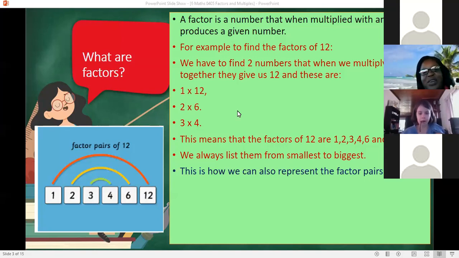So that you don't get it wrong. When we write the factors, we'll write 1, and then at the end, we write 12. This means that the factors of 12 start with 1 and they end with 12.